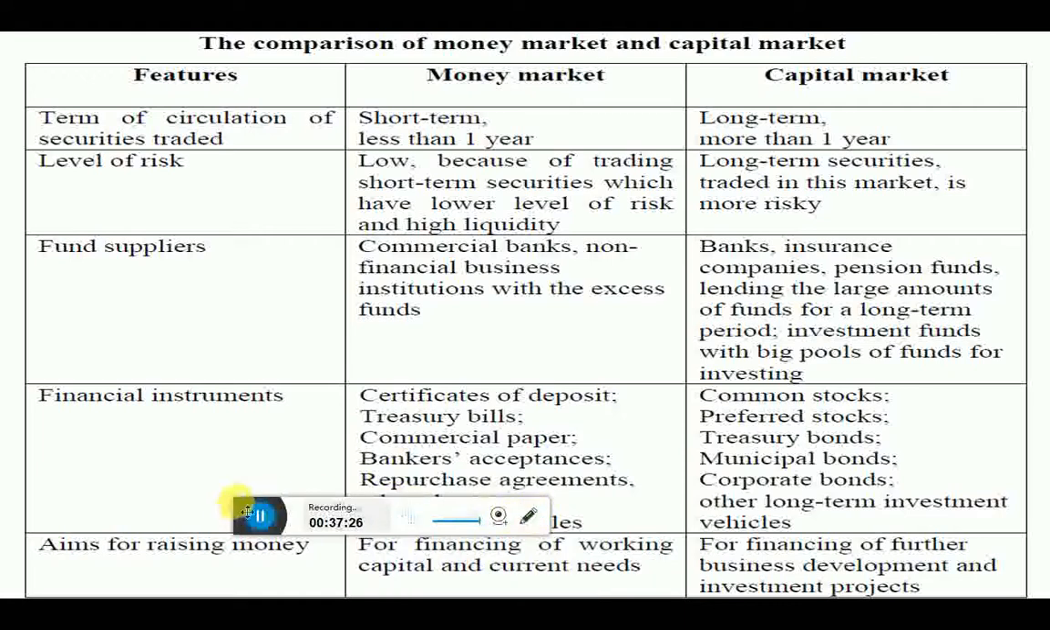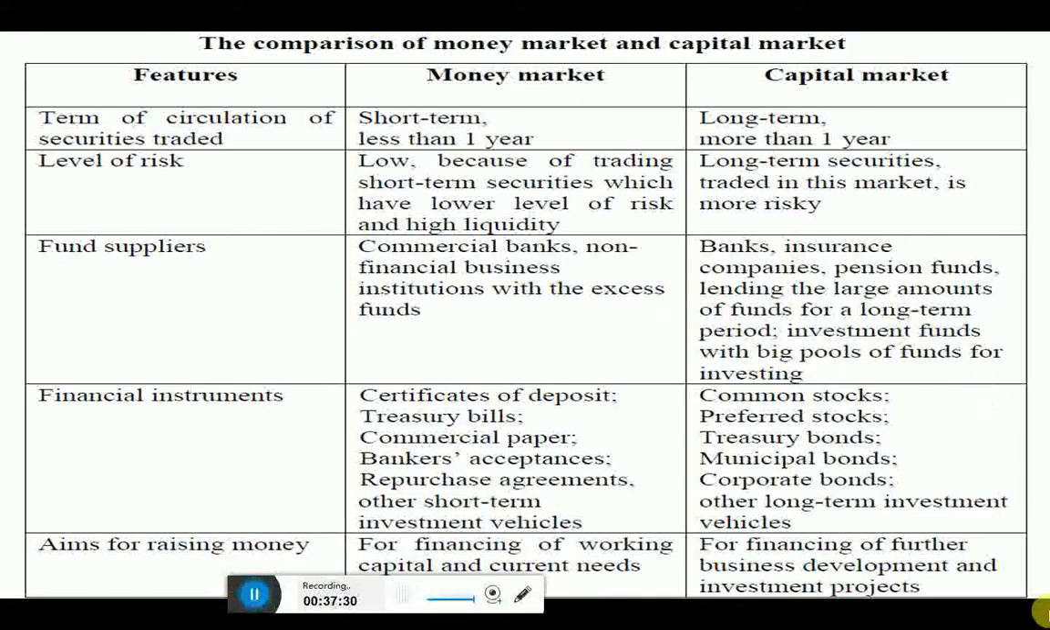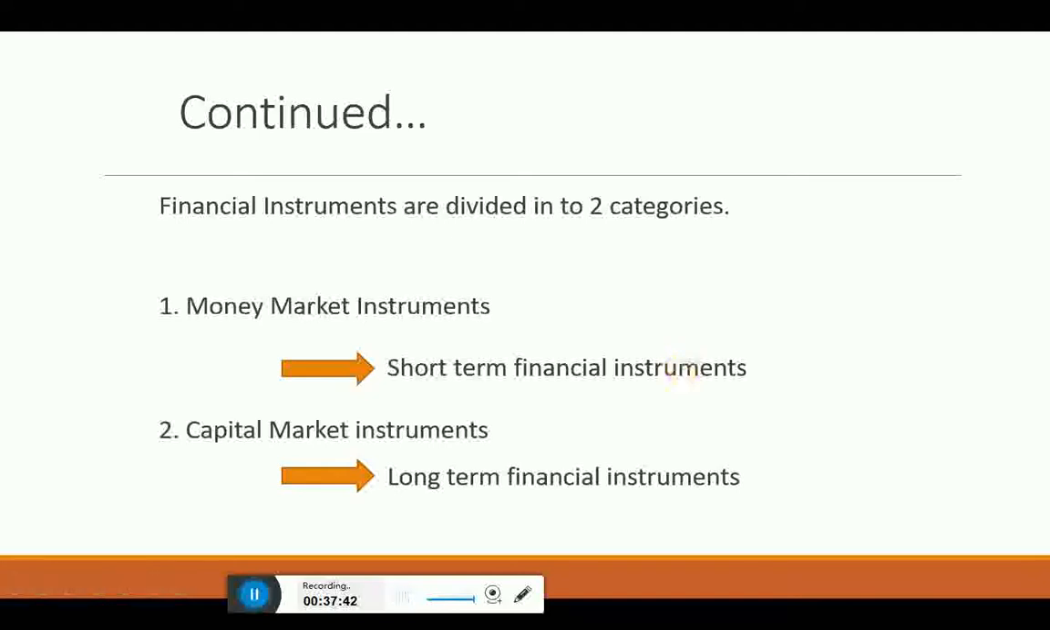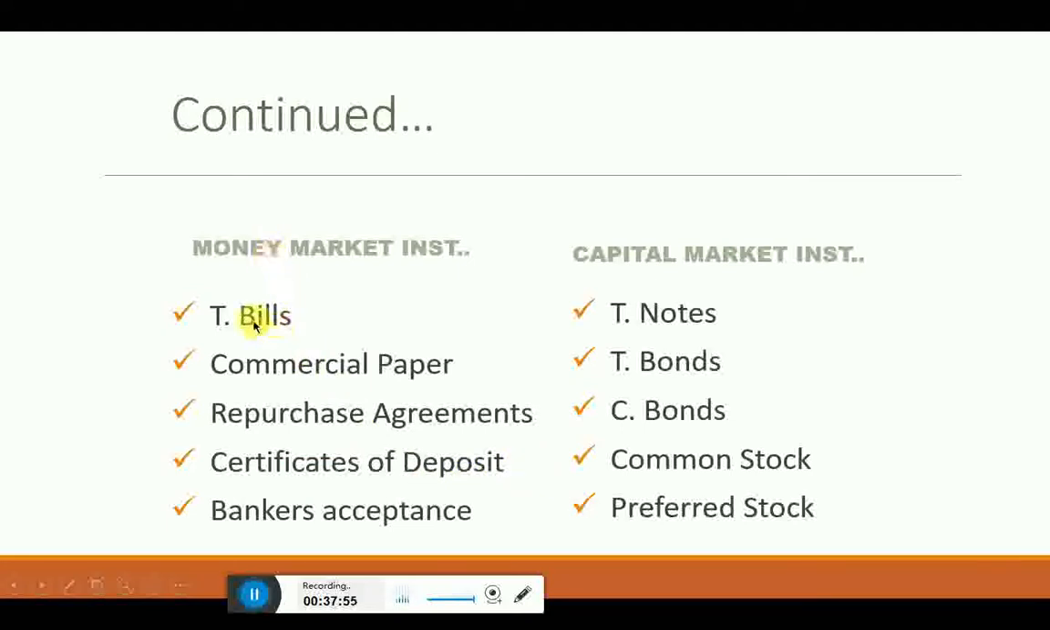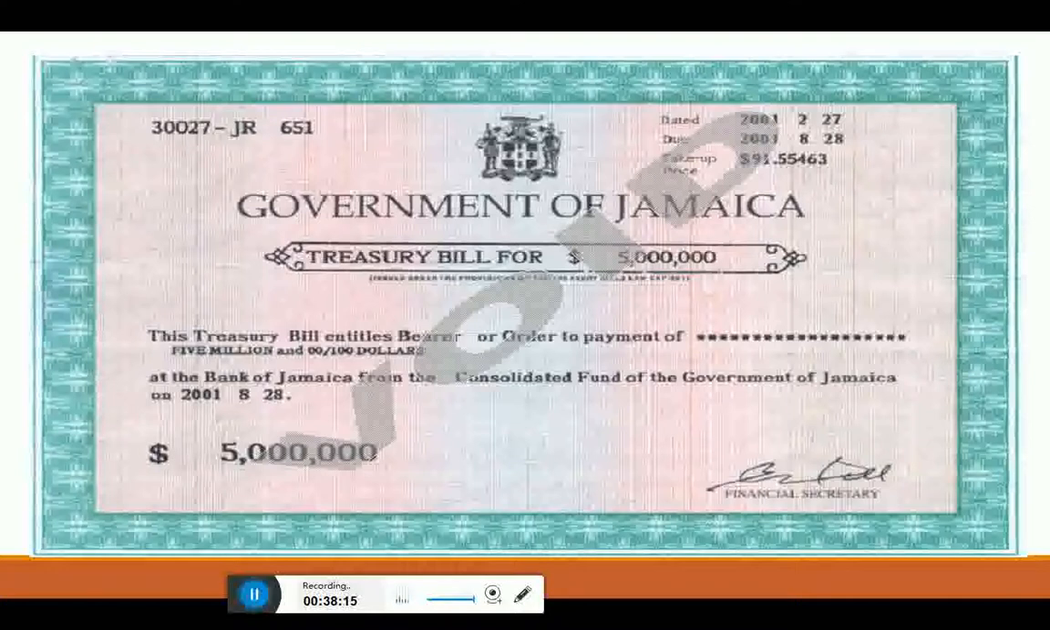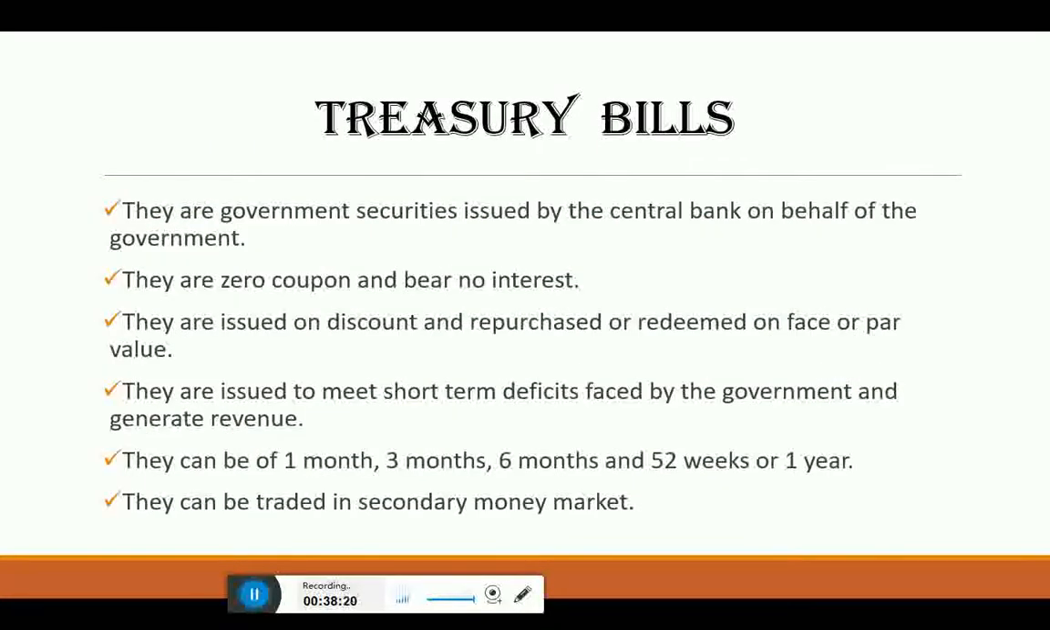Now I'll show you the specimens of the money market instruments and capital market instruments. Basically there are money market instruments and capital market instruments. Money market instruments are short-term financial instruments, and capital market instruments are long-term financial instruments. The money market instruments are treasury bills, commercial paper, repurchase agreements, certificates of deposits, and bankers acceptance. The capital market instruments are treasury notes, treasury bonds, corporate bonds, common stock, and preferred stock. They are discussed one by one in these slides, which we will be discussing inshallah in our upcoming lectures. For the time being, I am just showing you the specimens of each short-term and long-term financial instrument.